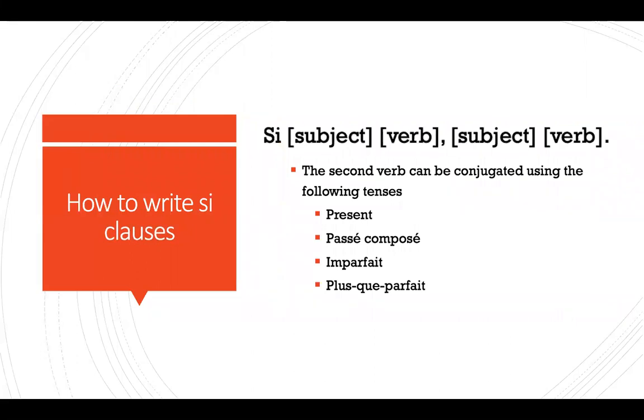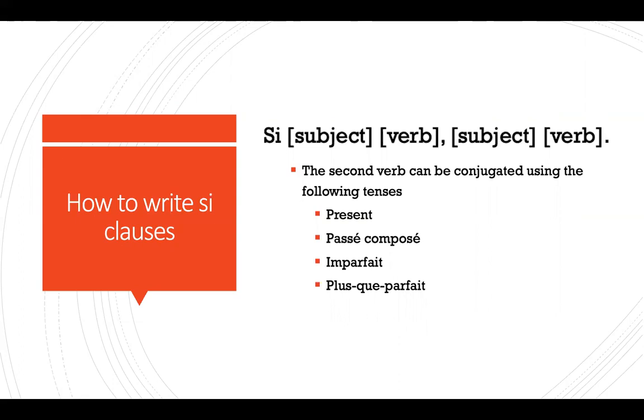So now we're going to talk about how to write si clauses very quickly. So you're going to start off with si, of course, and then you're going to have your subject, your conjugated verb, a comma, and then a different subject, and then another conjugated verb. And so this is just the skeleton of this si clause. You can have a lot of other things like adjectives, adverbs, things like that.